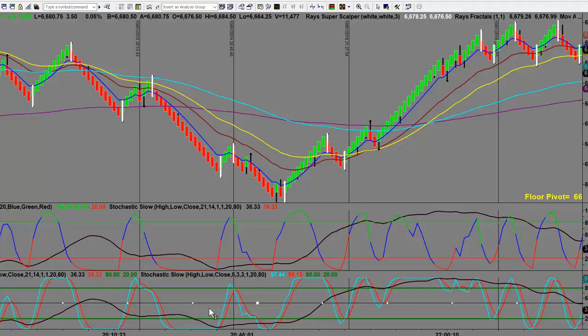So basically you're just following the long-term stochastic. When it's overbought like this, we're looking for long trades. When it's oversold or heading down, we're looking for short trades. So once again, refer to the recordings, the videos, the PowerPoints and cheat sheets on these.